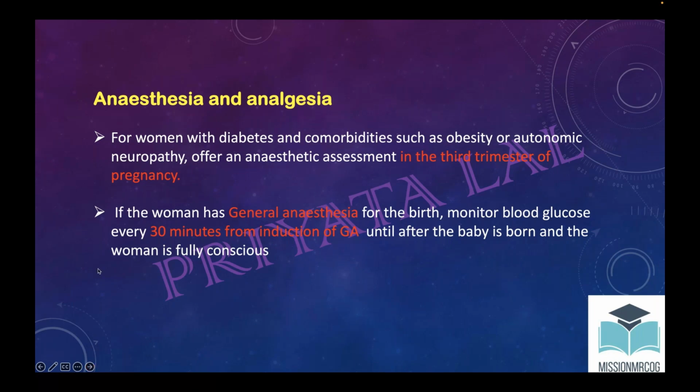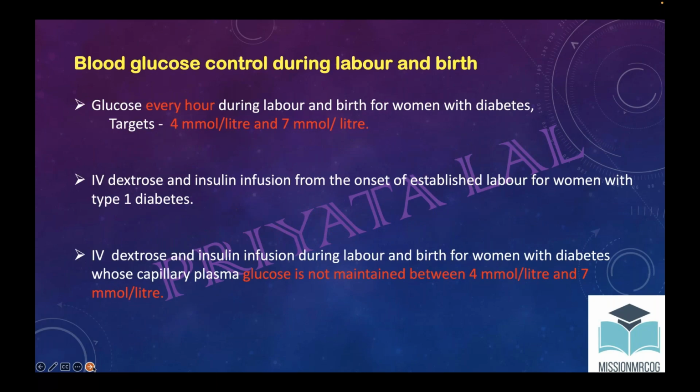Now, if during labor, what will be the glucose monitoring? Glucose monitoring will be every hour. And what will be the target? More than 4, that is, it should be in between 4 to 7. The target will be 4 to 7. But if the targets are not met, then consideration for IV dextrose and insulin infusion can be done.